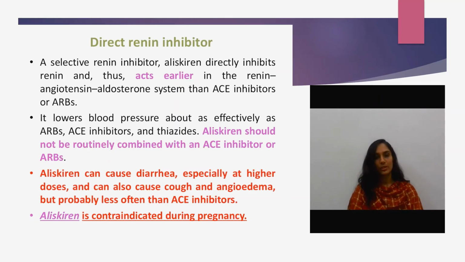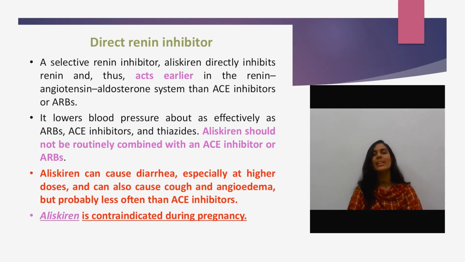The next is direct renin inhibitor, right? As I've told, the kidney releases renin when there is sudden fall in blood pressure to balance the blood pressure decrease, right? And this causes salt and water retention, right? So a direct renin inhibitor is used, for example, aliskiren, right? It is used, but the adverse effect is that it causes diarrhea, especially at higher doses, and it also causes cough and angioedema, right?